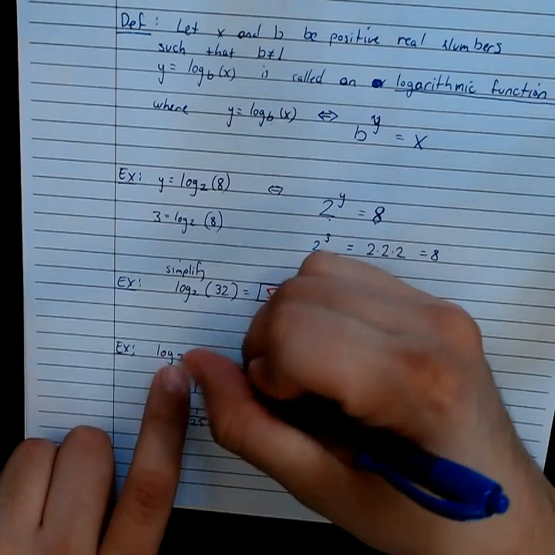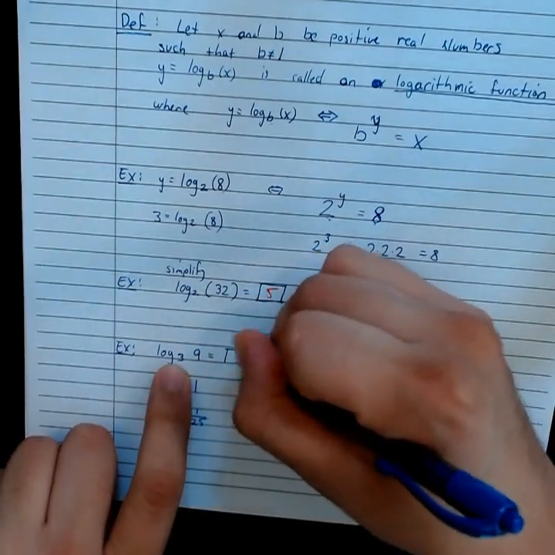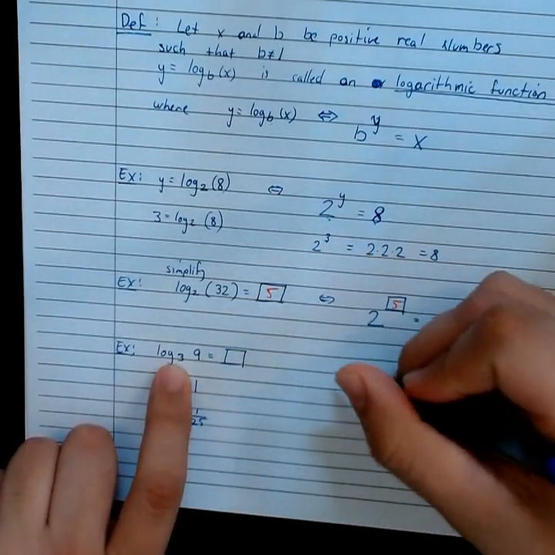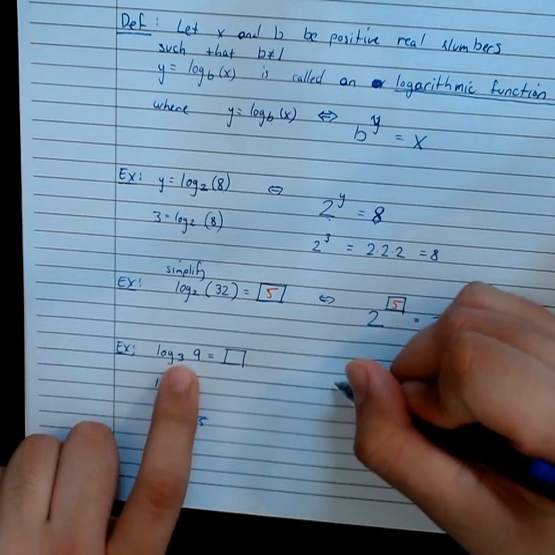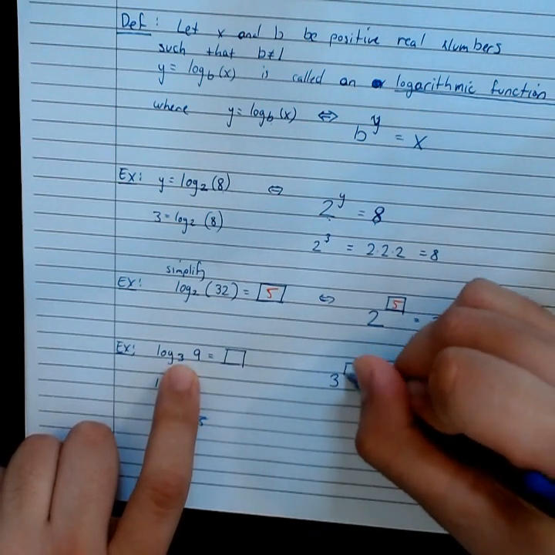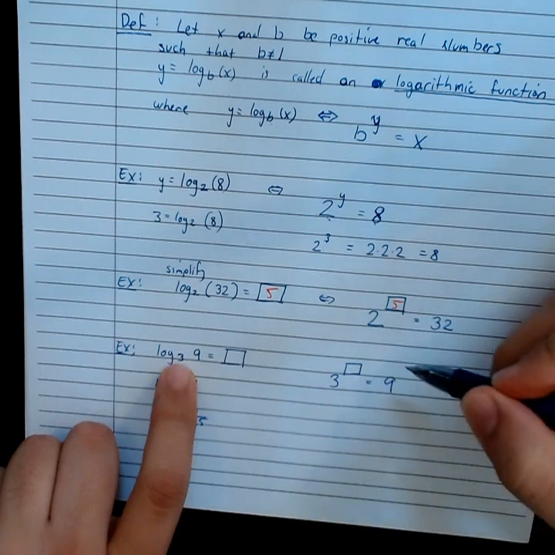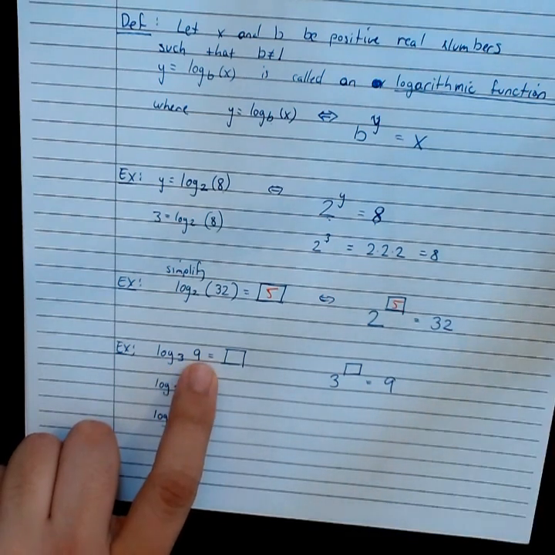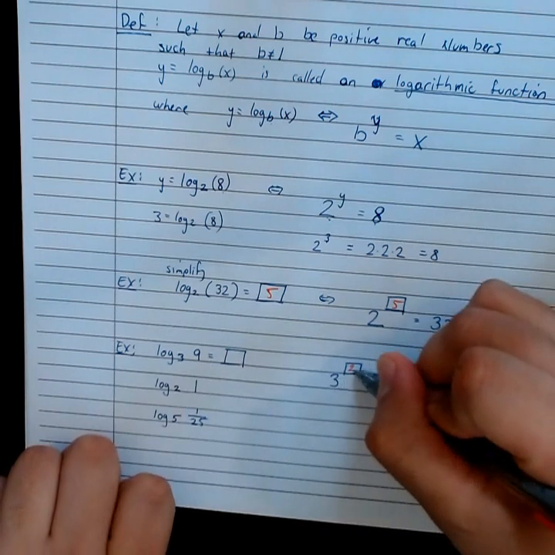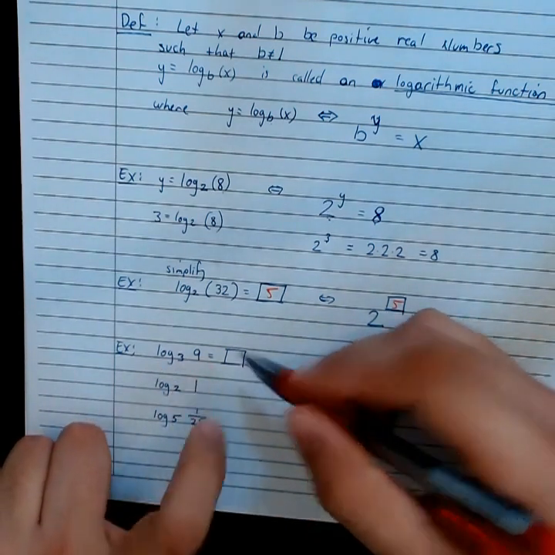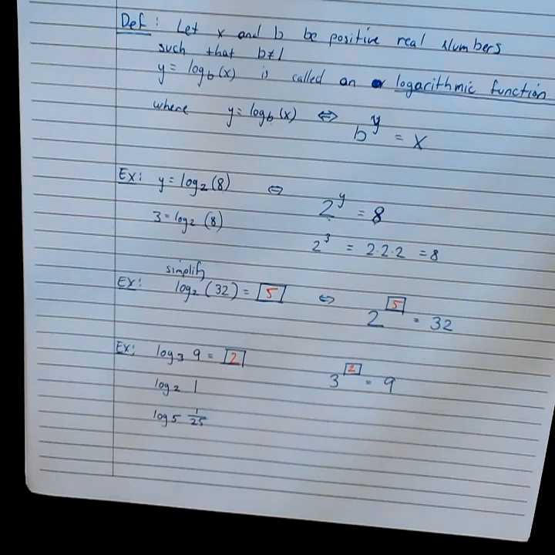All right, so here, log base 3 of 9 is equal to some number. That would be the number that you would have to raise the number 3 to in order to give you the number 9. 3 to some power gives you 9. Well, that's going to be the second power. 3 to the second power is 9. So log base 3 of 9 must be the number 2.